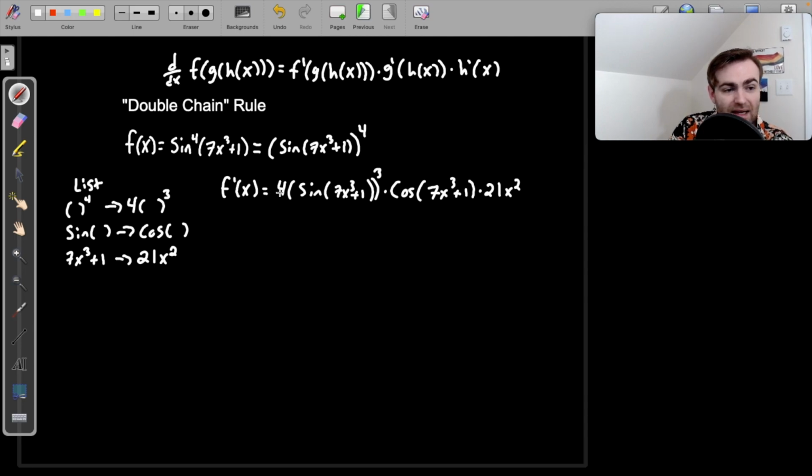And we can clean that up by rewriting this nicely and then multiplying the coefficient by the power function. 4 times 21 is 84x squared. We can have sine cubed of 7x cubed plus 1 times cosine of 7x cubed plus 1.